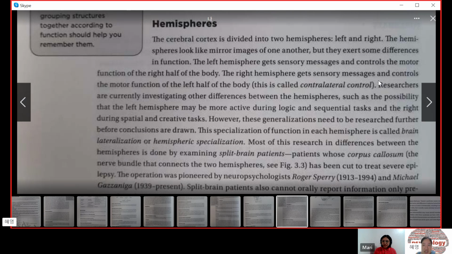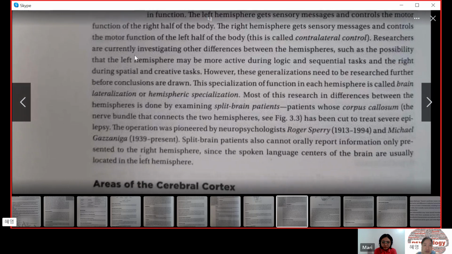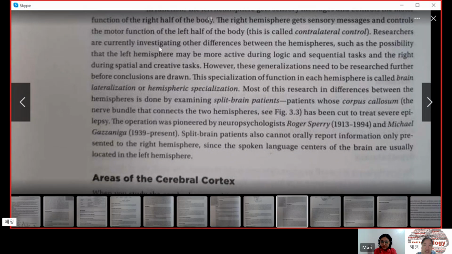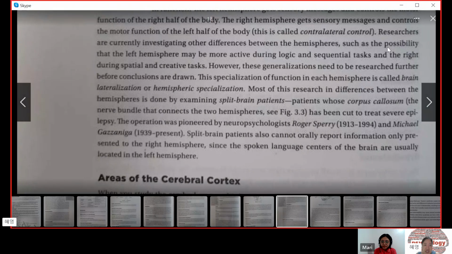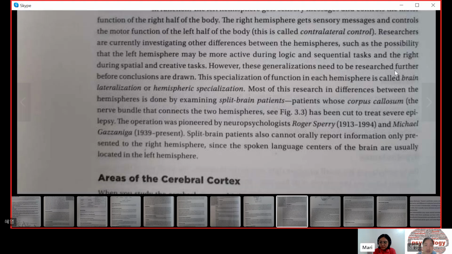Okay. Researchers are currently investigating other differences between the hemispheres, such as the possibility that the left hemisphere may be more active during logic and sequential tasks, and the right during spatial and creative tasks. However, these generalizations need to be researched further before conclusions are drawn.